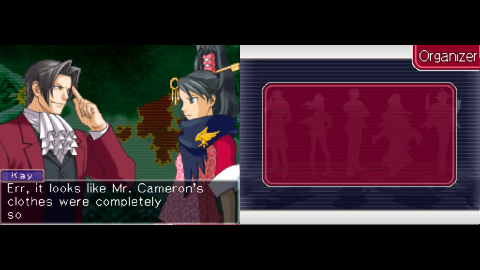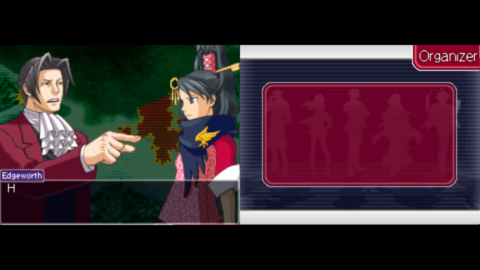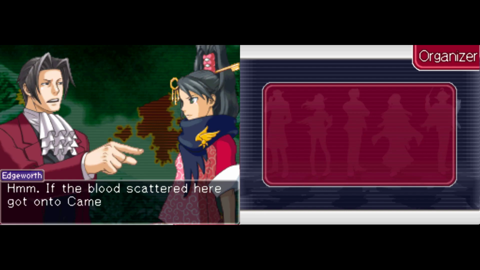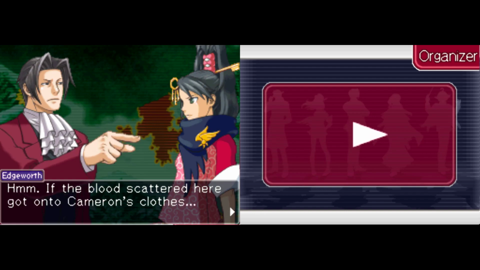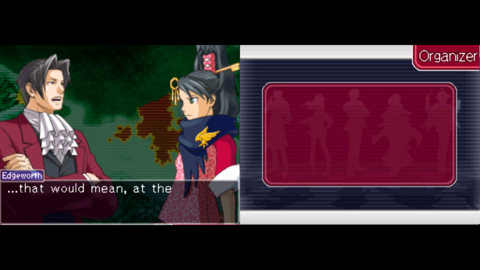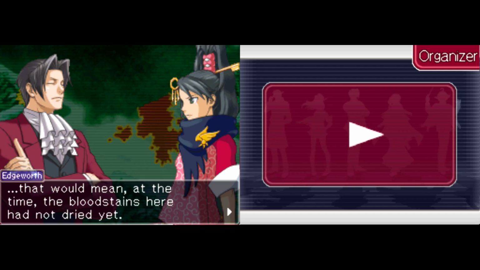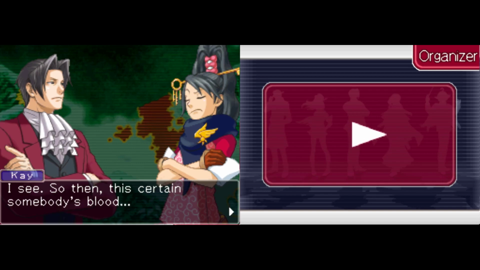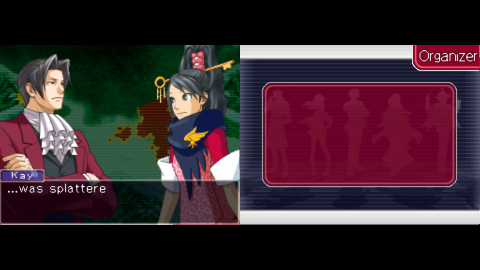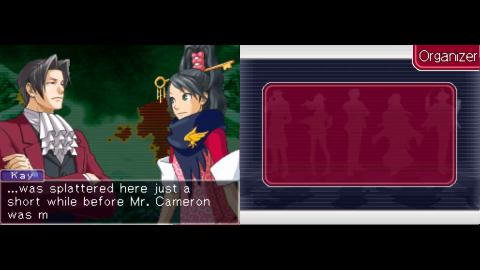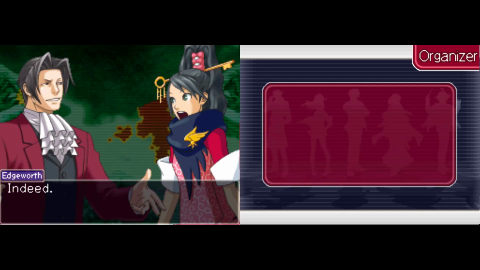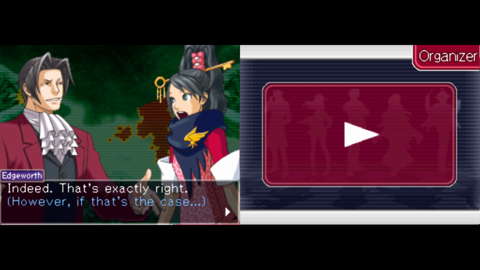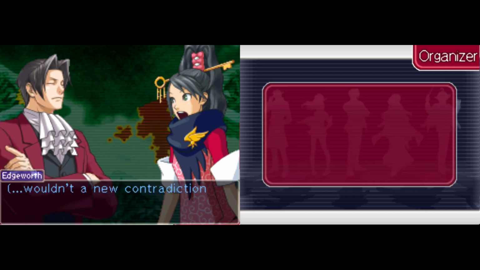It looks like Mr. Cameron's clothes were completely soaked in blood. If the blood scattered here got onto Cameron's clothes, that would mean at the time the blood stains here had not dried yet. I see. So then this certain somebody's blood was splattered here just a short while before Mr. Cameron was murdered. Indeed, that's exactly right. However, if that's the case, wouldn't a new contradiction arise in this recreation?